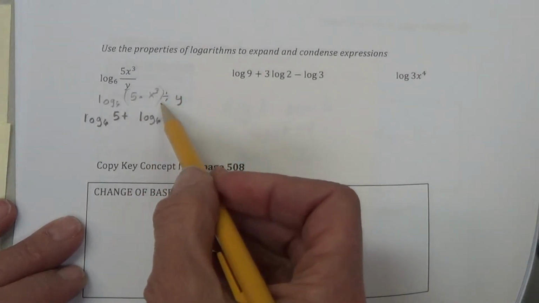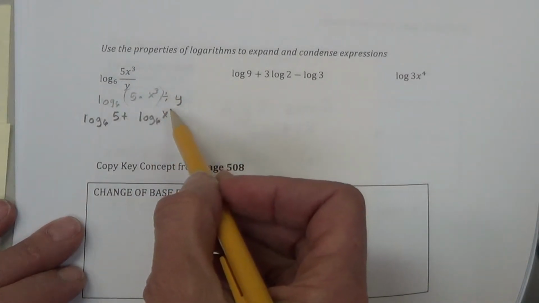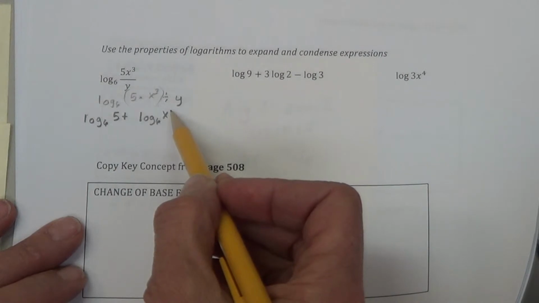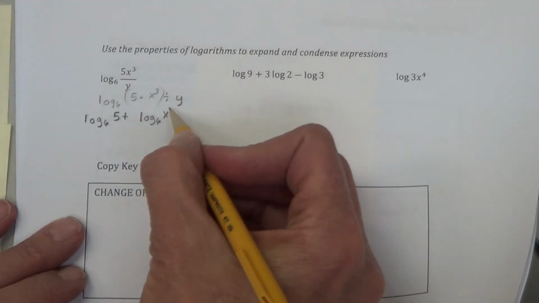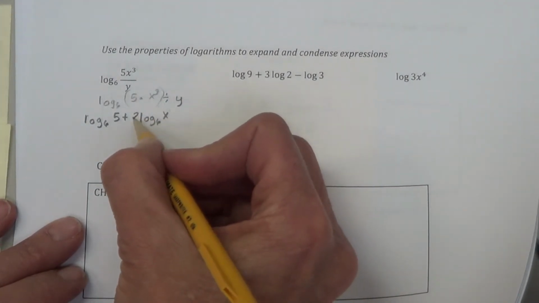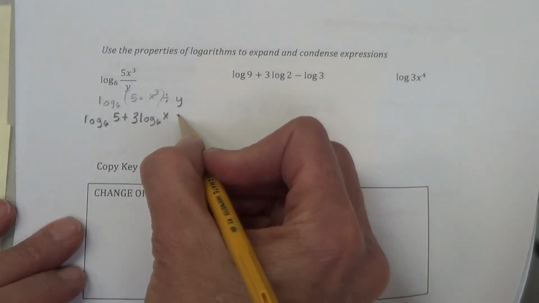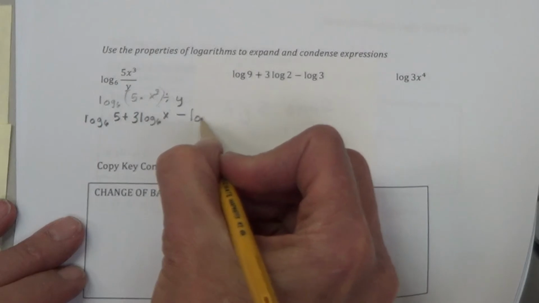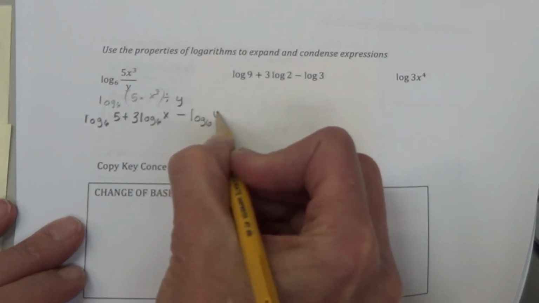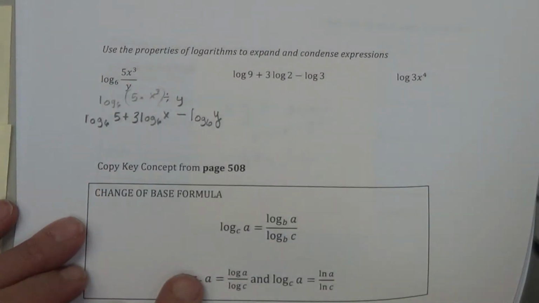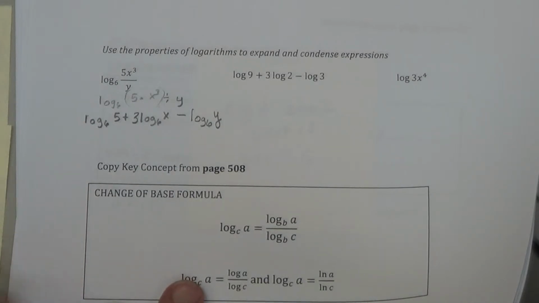Ooh, now that x is raised to the third. We don't show that as an x raised to the third in the expansion. Instead, we bring that exponent of 3 to the front of the log. We have that. And now for division, we have minus log base 6 of y. Pause the video and go back and see if you understand that from the properties we just studied.